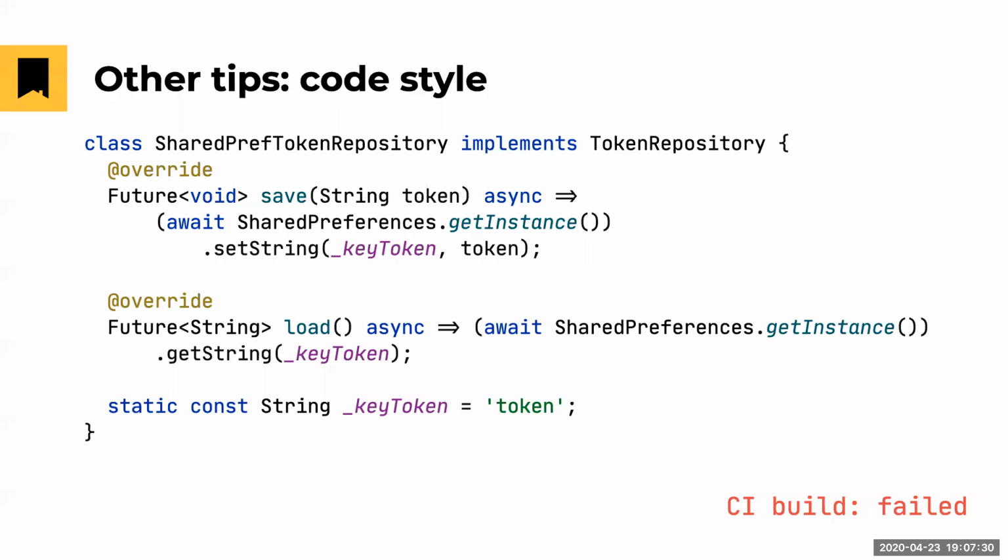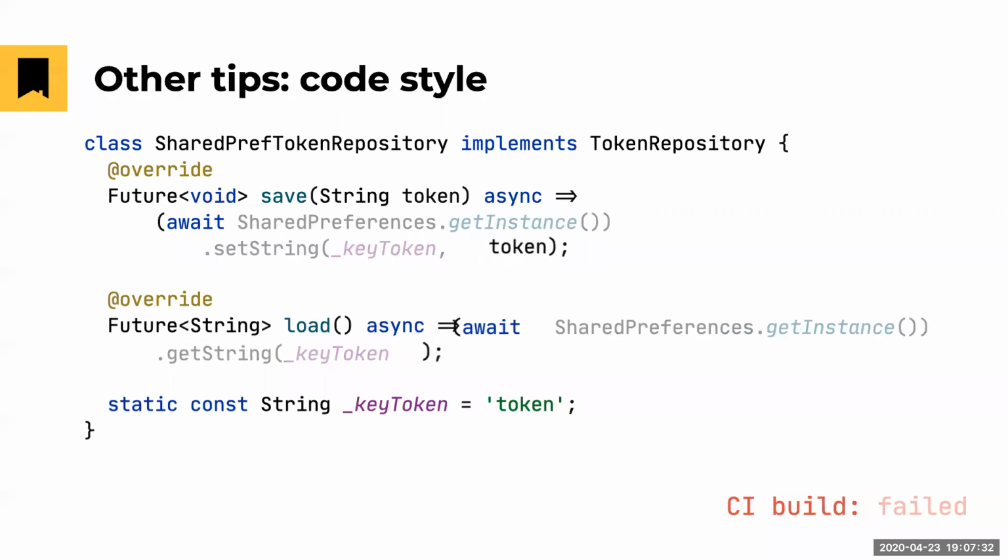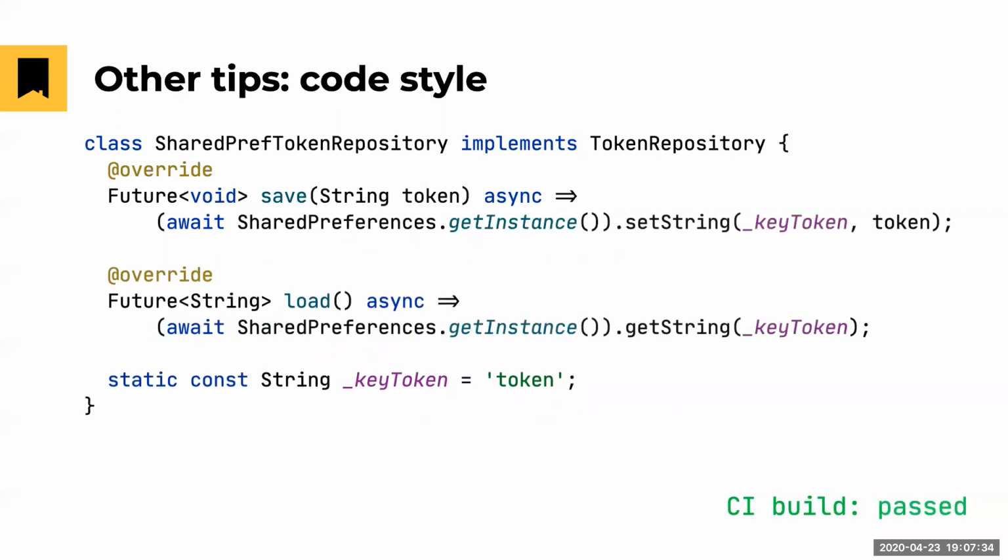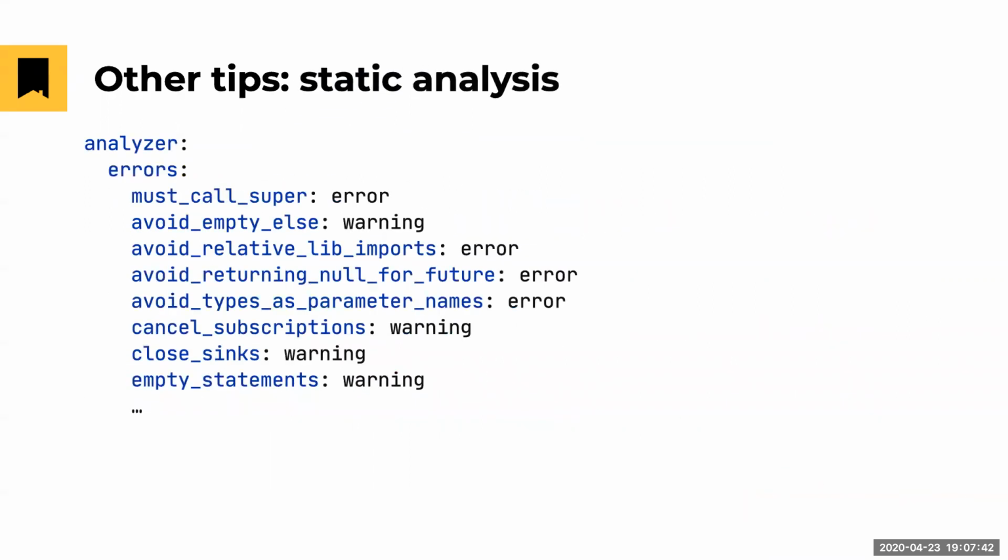This code, for example, looks quite okay for me. But Dart formatter says that it should be formatted in a different way, only like this. Another moment that can greatly help you with catching hidden bugs and unifying code style is static analysis. And luckily, we have a built-in analyzer as well.